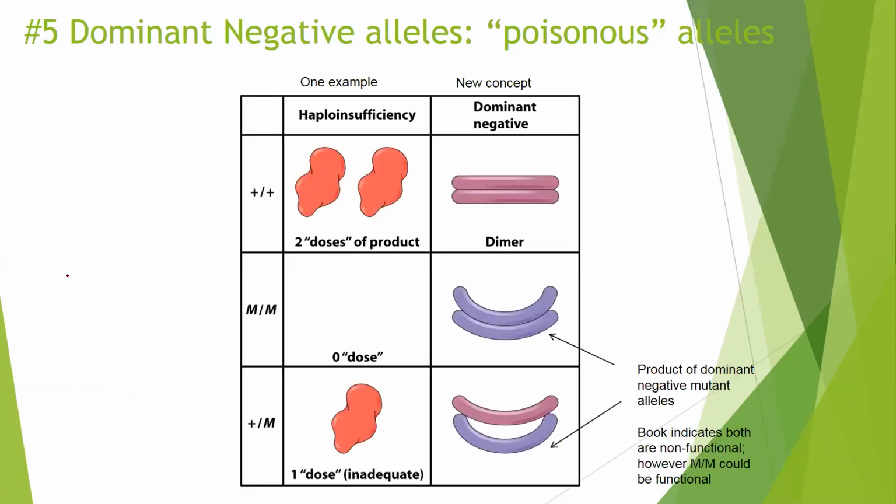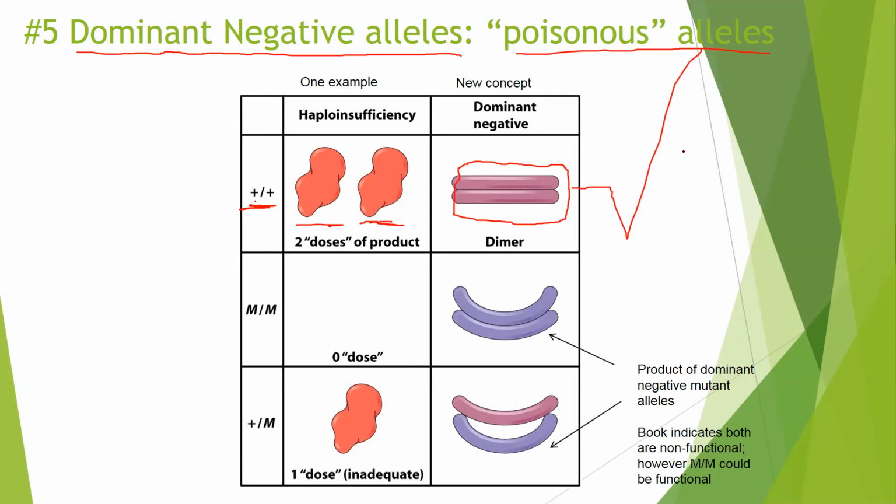Okay, now the fifth type of relationship between different alleles. This type is called dominant negative alleles, or the poisonous alleles. So what does this mean? Let's look here. This is the first genotype, homozygous wild type. Each allele can produce a functional protein, and these two functional proteins can form a dimer, and the dimer like this is good, it's functional. So this will give you the wild type.